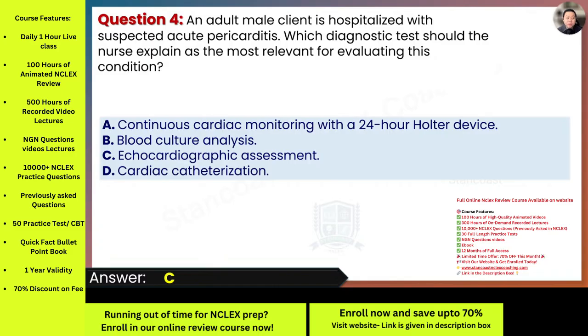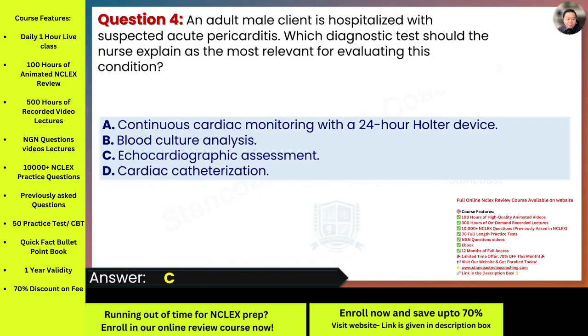Now, why is letter A incorrect? Well, for sure, a Holter monitor can record the heart's electrical activity over 24 or even 72 hours, which is great for spotting arrhythmias, but it does not assess the pericardium. Even though pericarditis can cause EKG changes, continuous monitoring won't confirm the diagnosis or show any pericardial effusion. That's why letter A is incorrect.